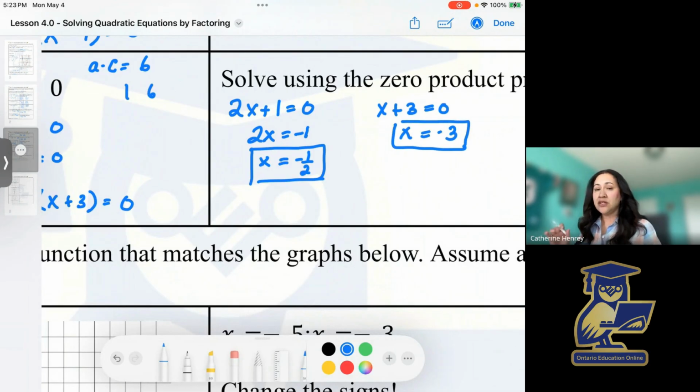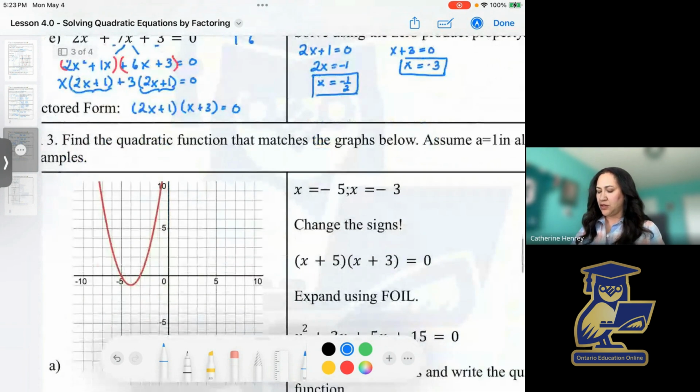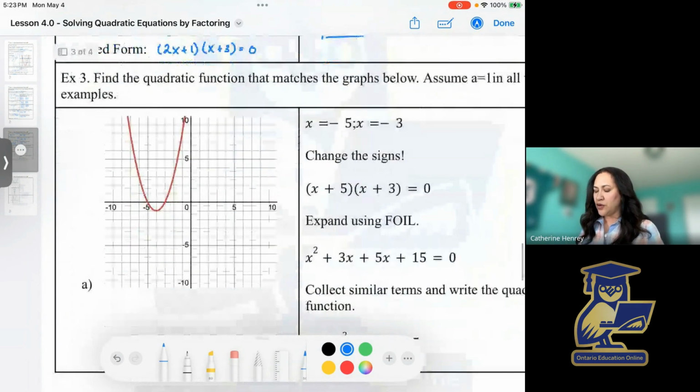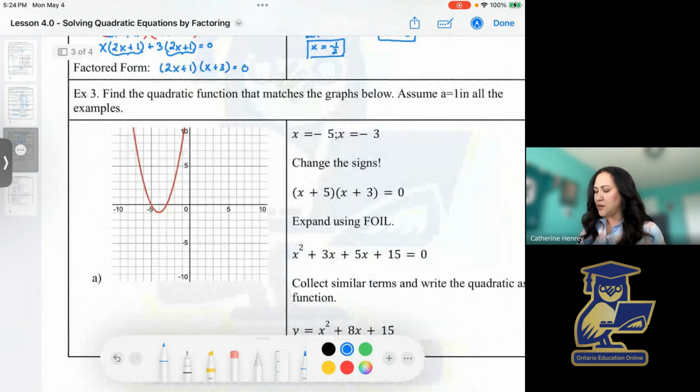So again, what do these solutions represent? They are the x-intercepts of the parabola, if you were to look at it on the graph. So find the quadratic function. Let's reverse here. Find the quadratic function that matches the graphs below. Assume a is equal to 1 in all of the examples.